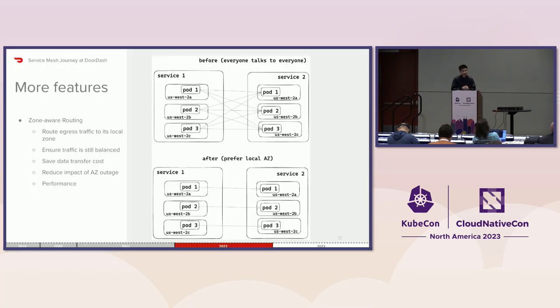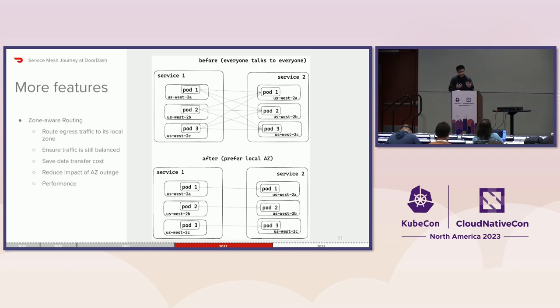One big ask was to support zone-aware routing. Typically, our microservices are deployed across all different availability zones in Kubernetes. And previously, the default behavior is that the egress traffic from clients in service one in this diagram is load balanced between all destination server pods of service two. So it's a pattern of basically everyone talks to everyone. And the idea of zone-aware routing is to route the egress traffic of clients to its local availability zone while ensuring the ingress traffic received by each individual server pod is still balanced.